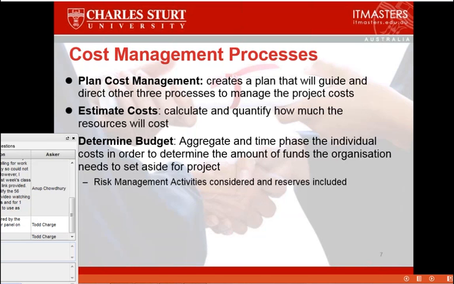So that's the first step. Now once we've planned, then we determine how we're going to manage that baseline, how we're going to monitor and control that as we go through the rest of the project. So we take two bites of the cherry in terms of our planning. Estimating costs then is we calculate and quantify how much of the resources will cost associated with each activity, and determine the budget, which is an aggregation of all the various individual costs associated with each activity.